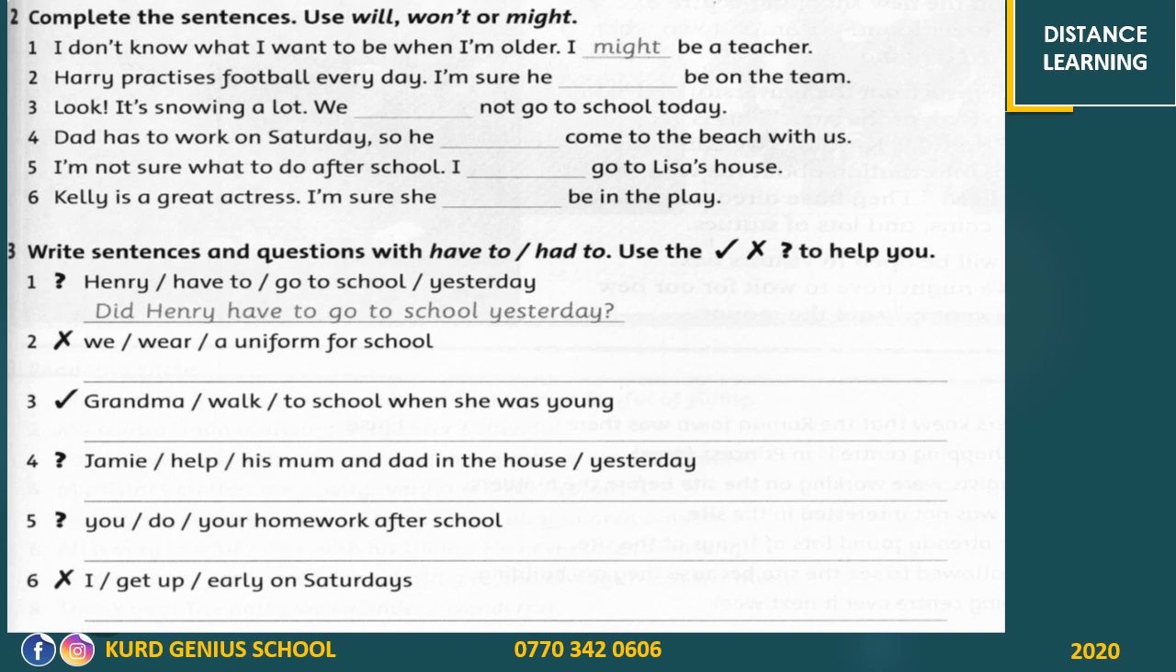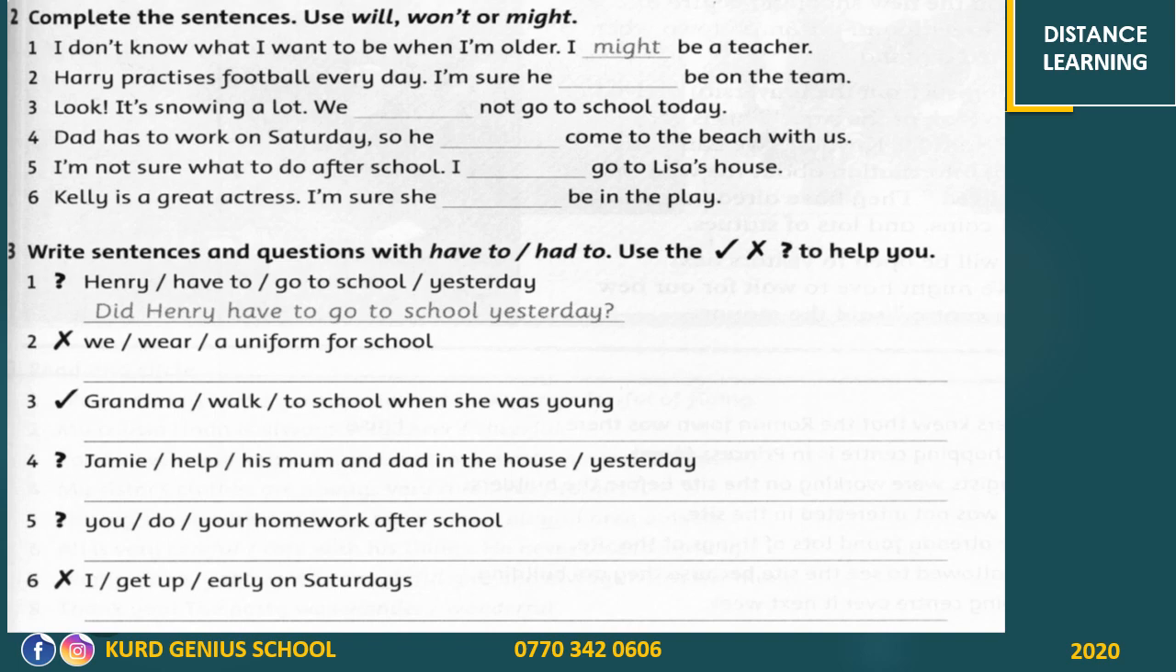Next up, completing the sentences. It says complete the sentences. Use will, won't, or might. Number 1. I don't know what I want to be when I'm older. I might be a teacher. So when you read the sentence, it says I don't know. So this tells you that you need to use might. If you don't know something, you're not sure. So use might.